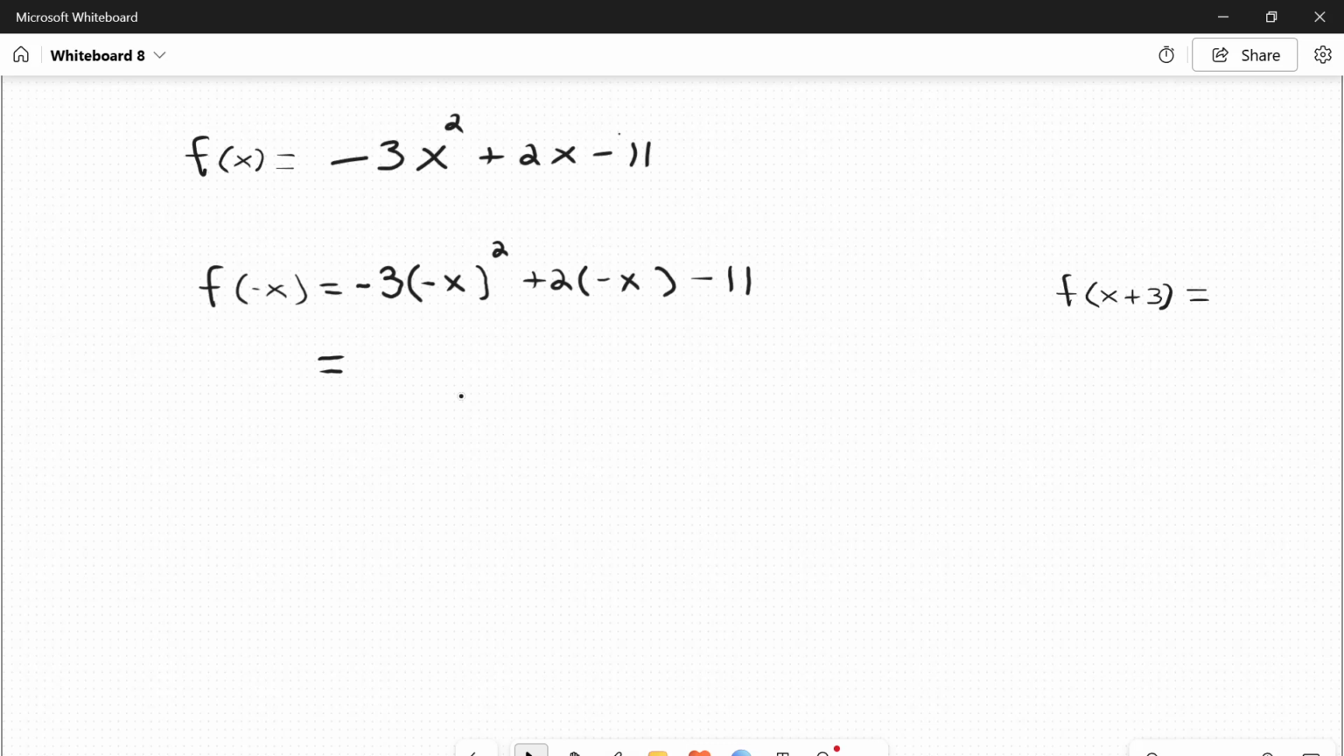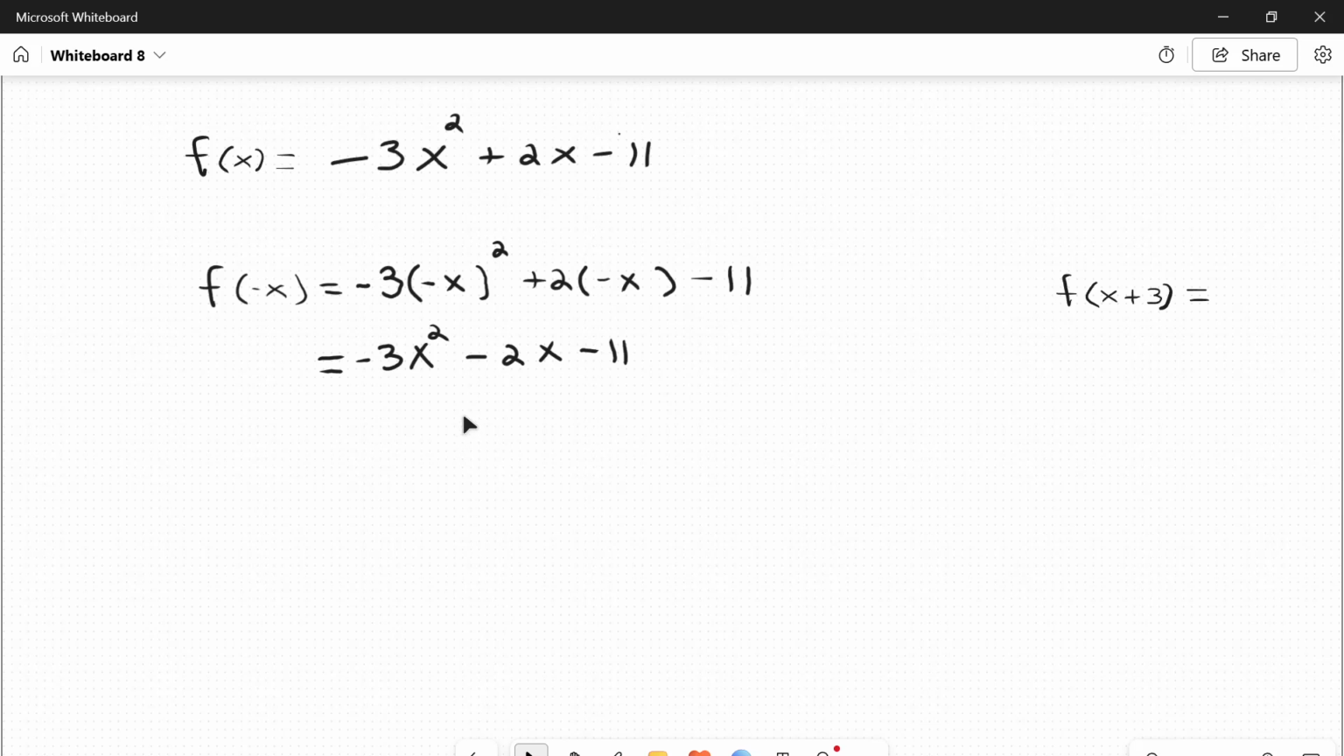I'm going to simplify this as best as I can. Negative x squared is the same thing as negative x times negative x. And whenever you have a negative times a negative, that becomes a positive. So the negative 3, that's just going to carry through. Negative x times negative x is just x squared, because the negative cancels since we're multiplying it by itself. Here we've got a positive 2 times a negative x. That would be a negative 2x, because a positive times a negative is a negative. And then the minus 11.